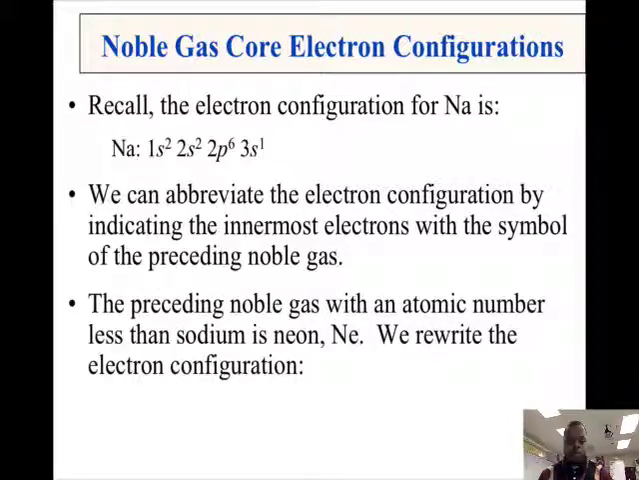So, the noble gas that comes before sodium is neon. So, we can rewrite it by first writing the symbol for the noble gas, Ne, in brackets. This represents our core electrons, and then we write what came after that, which is just the 3s1. So this still represents sodium in terms of electron configuration, but it's just a shorter, more compact way of doing so.